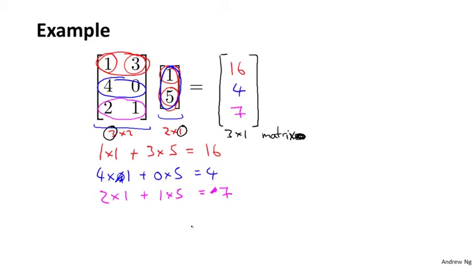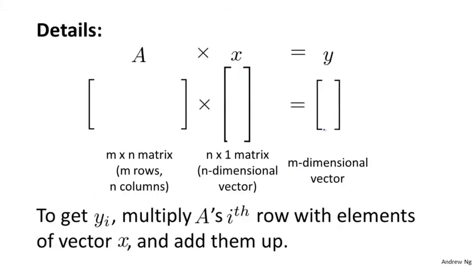So I realized that I did that pretty quickly, and you're probably not sure if you can repeat this process yourself, but let's look in more detail at what just happened and what this process of multiplying a matrix by a vector looks like. Here are the details of how to multiply a matrix by a vector. Let's say I have a matrix A and I want to multiply that by a vector x. The result is going to be some vector y. So the matrix A here is an m by n dimensional matrix, so m rows and n columns, and I'm going to multiply that by an n by 1 matrix, or in other words, by an n-dimensional vector. It turns out this n here has to match this n here.